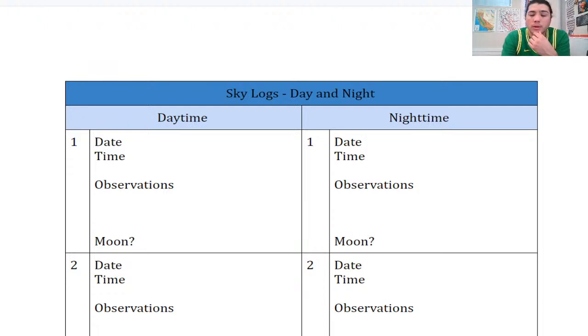So what's going to happen is once you get outside, or just looking out of a window, if you don't have a safe outside space to do some observations, we want to make sure of the date and the time. We're going to write down everything we see in the night sky or in the daytime sky. And then the last thing, where it says moon, question mark, we want to notice if we can see the moon. So earlier today, about half an hour or so ago, I went outside and I did a daytime observation.